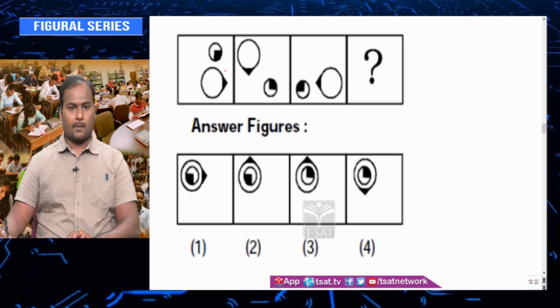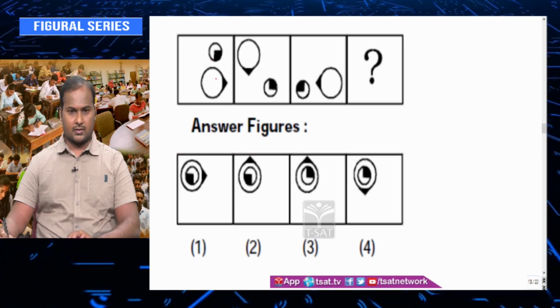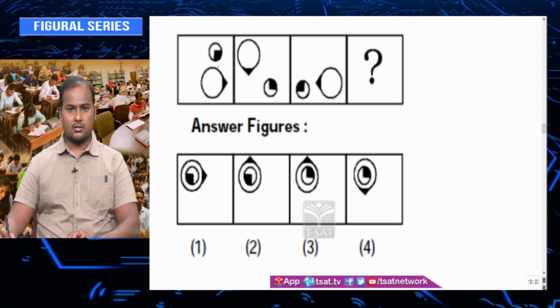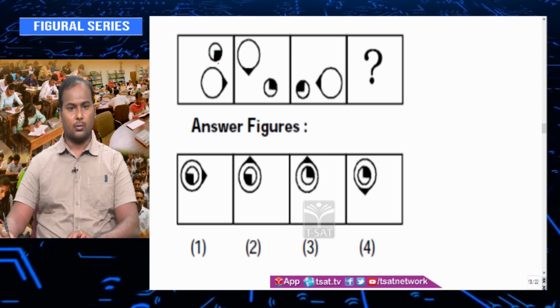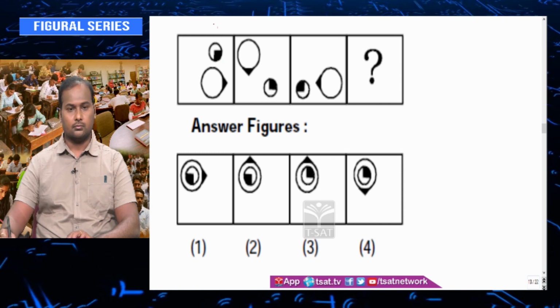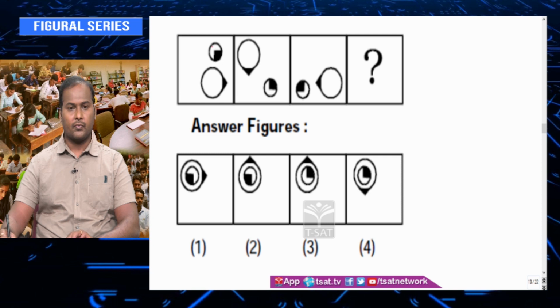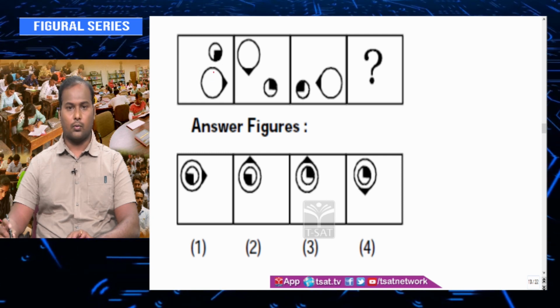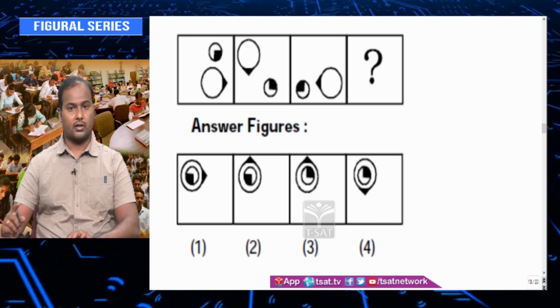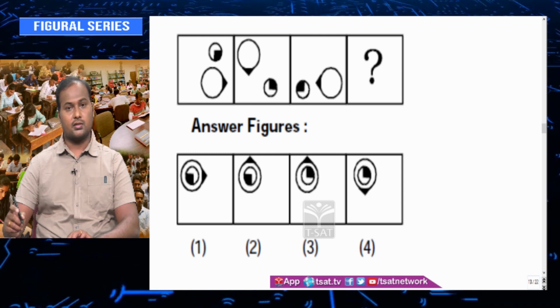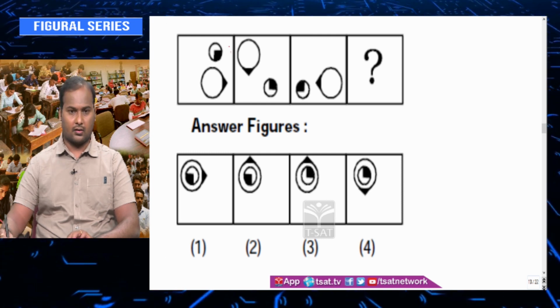Look at this question. In this particular question, there are 2 figures, and these 2 figures are changing both by rotation as well as movement. Means the smaller circle and the bigger circle both are rotating and moving. So you can see a rotation, and also there is a movement from one corner to another corner.